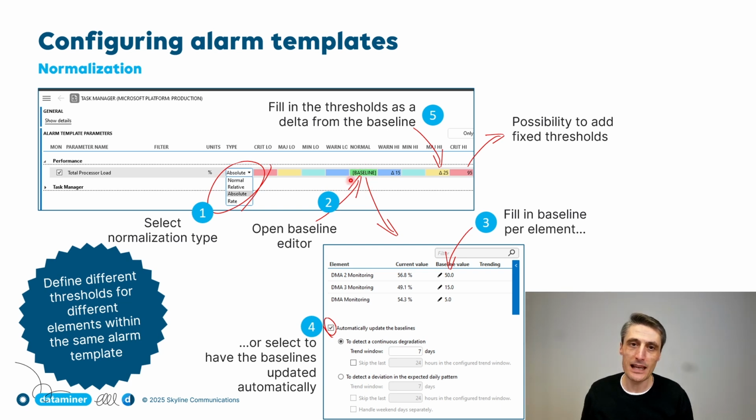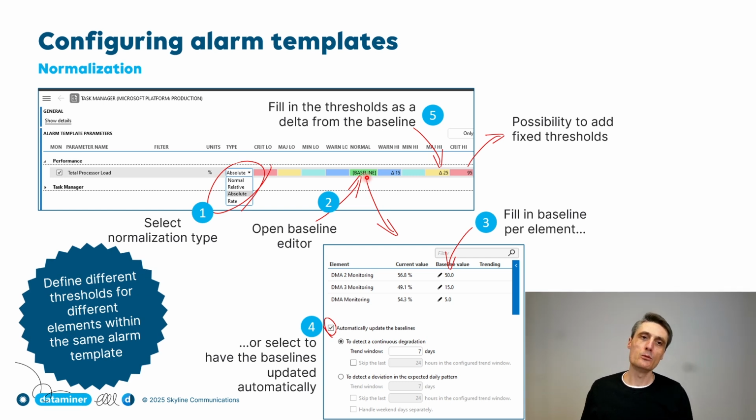In this case, for the normal expected value, I can click there and define for the 3 elements that I have here what the normal expected baseline value is. So we have a baseline value per element that we define, and in this case, for CPU load, one element expects 5%, the other one 15, and the other one 50. If it goes 15 above that normal expected value, then I generate an alarm. So your alarm range is basically moving along with you as you define that baseline.